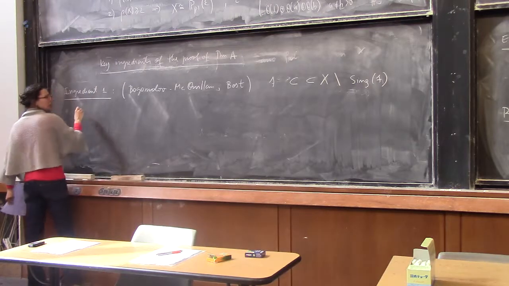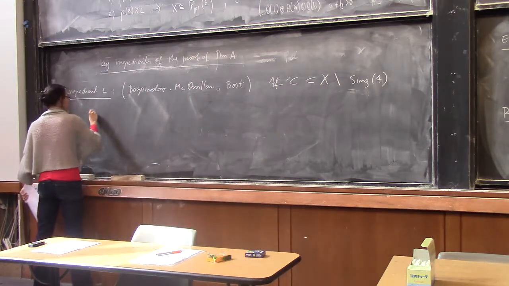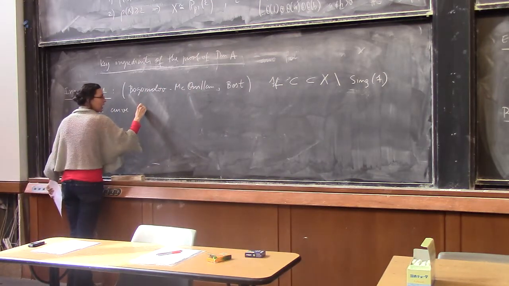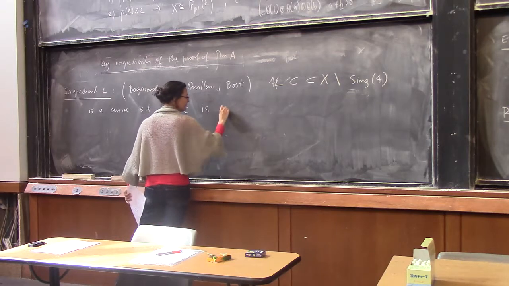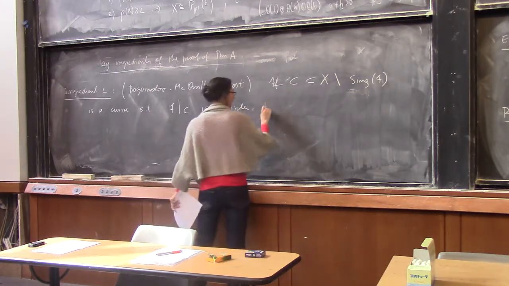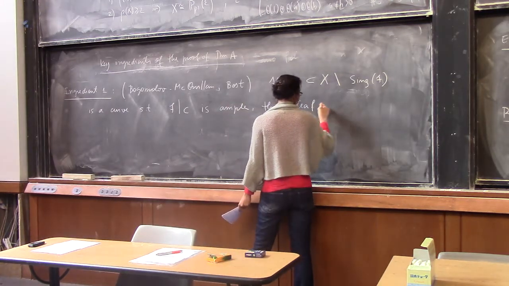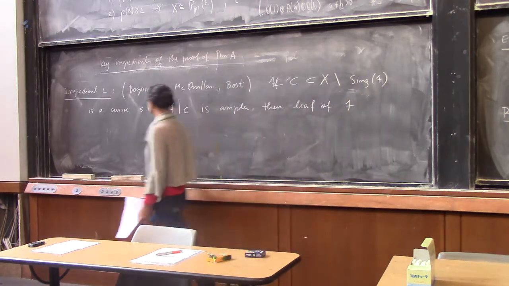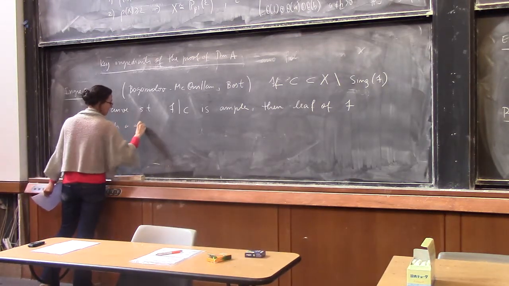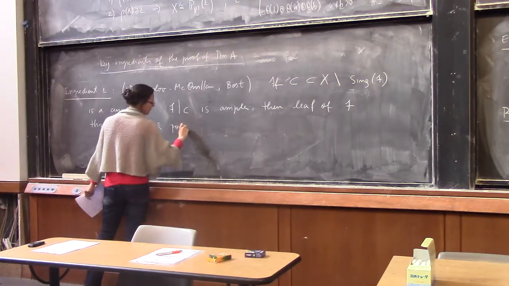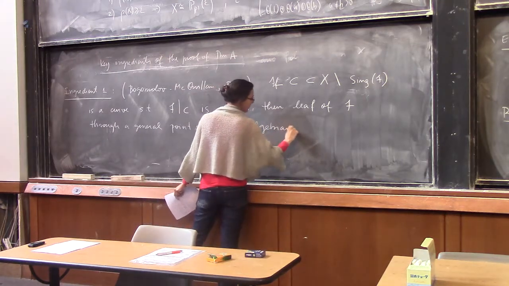so if C is a curve such that the restriction of F to C is an ample vector bundle, then the leaf of F through a general point of C is algebraic and rationally connected.